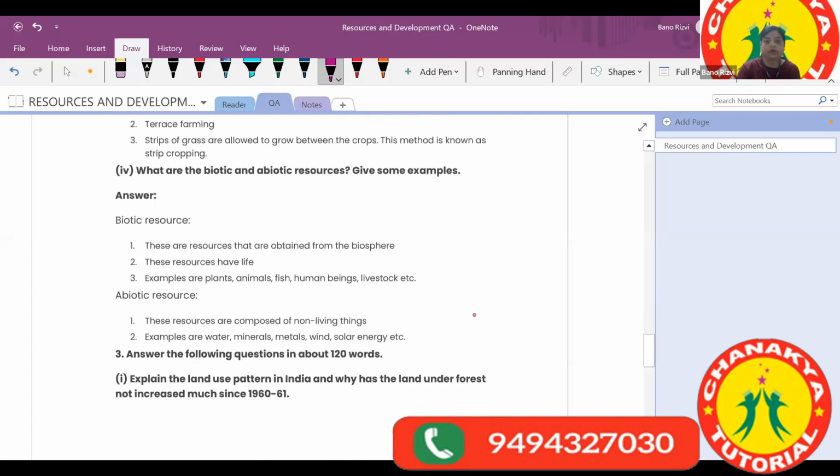What are the biotic and abiotic resources that we have done? Okay, now just go through this biotic and abiotic. Biotic resources are obtained from the biosphere. These resources have life. Examples are plants, animals, fish, human beings also are resources, livestock, etc. Now abiotic are non-living, so these resources are composed of non-living things. Examples are water, minerals, metals, wind, solar energy.